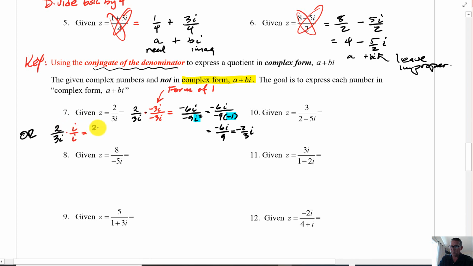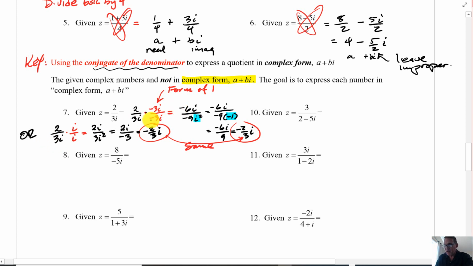2 times i is obviously 2i, and then 3 times i is 3i squared. So the numerator is 2i, and the denominator is 3 times negative 1, or negative 3. So you'll notice that you get the same value, negative 2/3 i. So notice these are the same. Whether you do the first method or the second method, it doesn't matter. You end up with the same result.